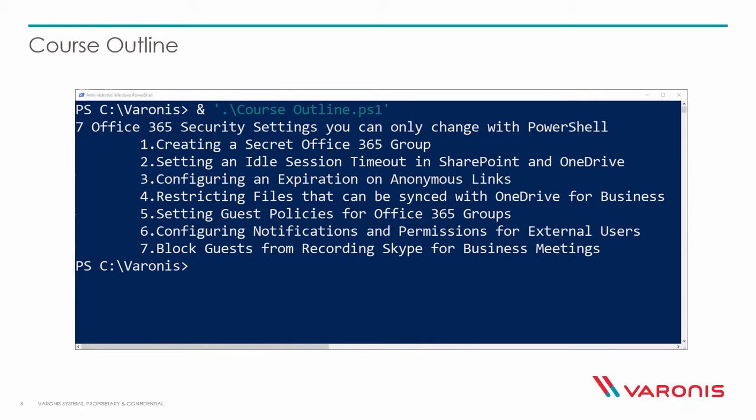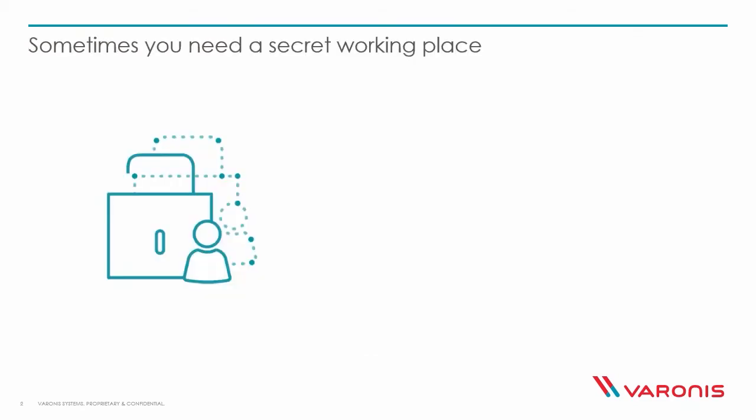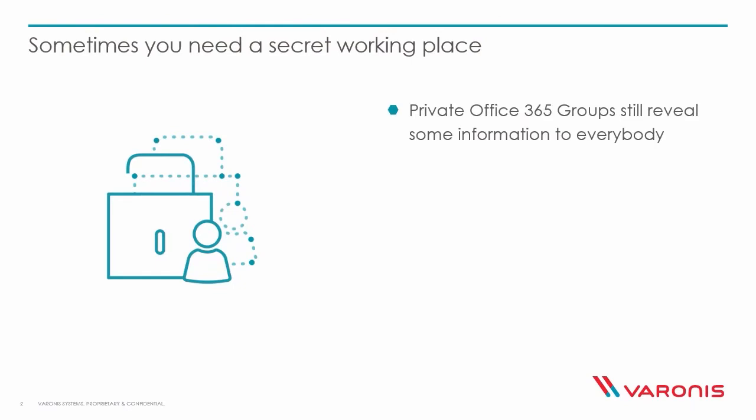Let's go directly into the second one and learn how to create a secret Office 365 group. So why do we talk about a secret group? I mean, Office 365 already includes a type of group called private. However, out of the box, private Office 365 groups still reveal a lot of information to everybody. For every Office 365 group, even if type private, that was created using the user interface, everybody else in the company can see the title, the members inside, and even invite other people to that Office 365 group.